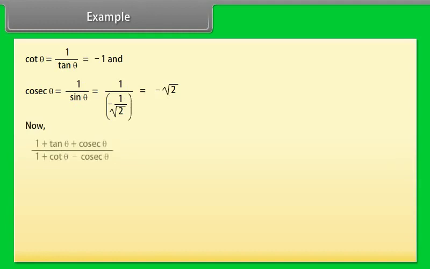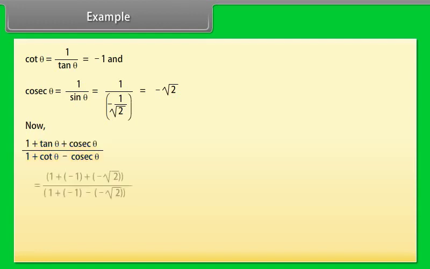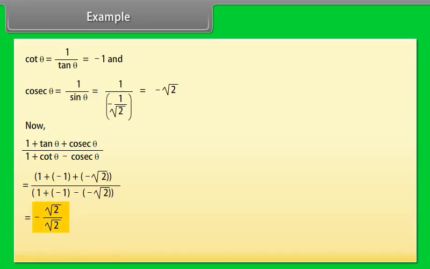Now, (1 + tan θ + cosec θ)/(1 + cot θ - cosec θ) = (1 + (-1) + (-√2))/(1 + (-1) - (-√2)) = -√2/√2 = -1.